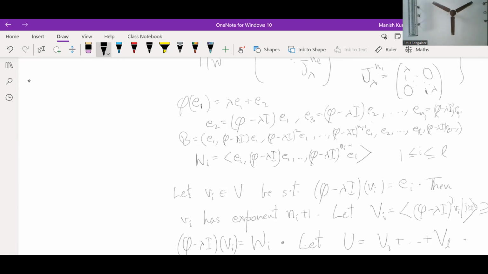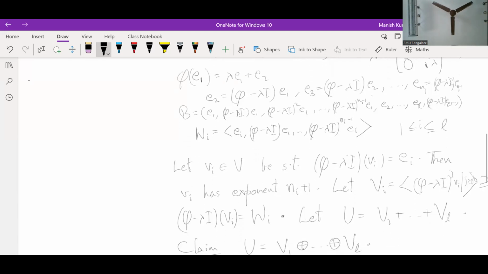Right. So now what you do is you take Vi to be the subspace generated by these: Vi, then (phi minus lambda I) Vi, then Ei, and all its subsidiaries, and so on. Is that okay? So (phi minus lambda I)^j Vi, for j greater than or equal to 0 and less than or equal to Ni plus 1. So you'll get Vi is a vector space of dimension Ni plus 1. Wi was a vector space of dimension Ni. Vi is a vector space of dimension Ni plus 1, one more. So we get these vector spaces.